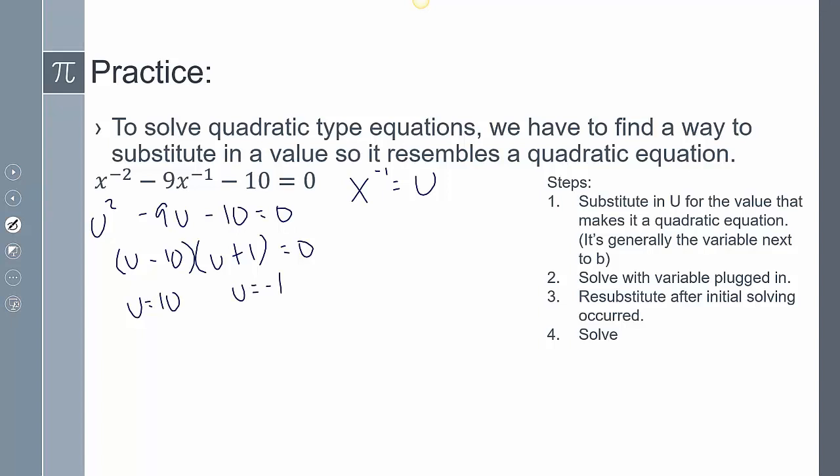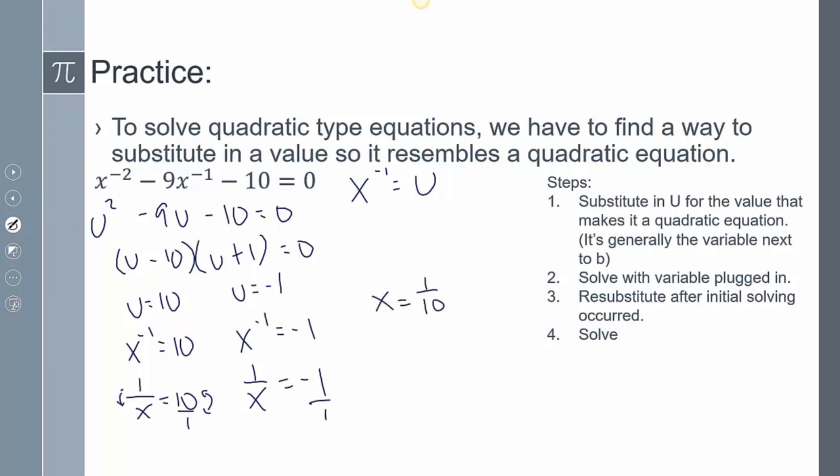So now resubstituting the value back in, x to the negative 1 equals 10, and x to the negative 1 equals negative 1. Now this is really weird, right? X to the negative 1, what the heck is going on? Well, that's the same as 1 over x equals 10 and 1 over x equals negative 1. Well, getting x by itself, if I want to flip this to the reciprocal, then this is going to get flipped, which is 10 over 1, and negative 1 over 1. And so x will equal 1 over 10 and negative 1.